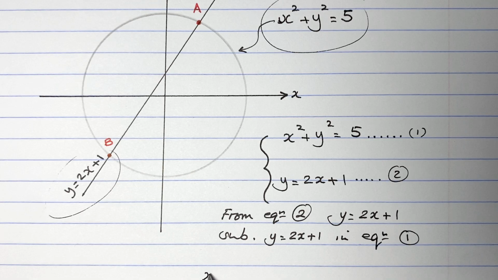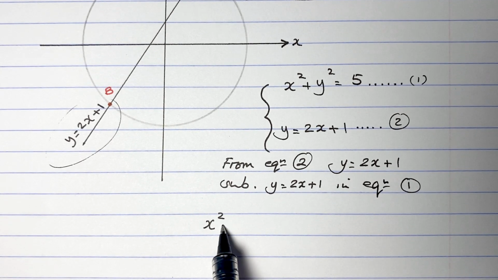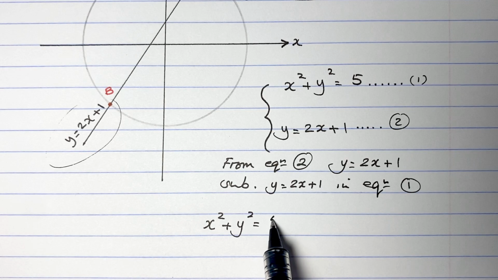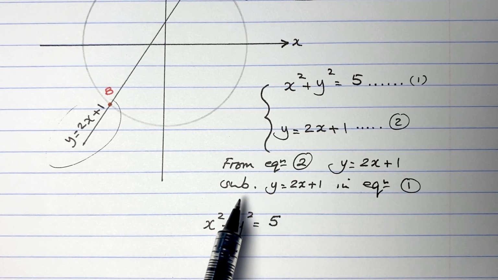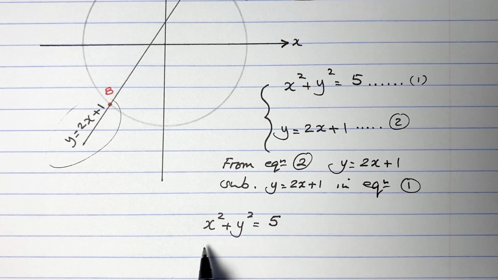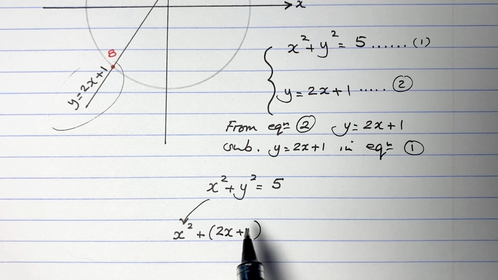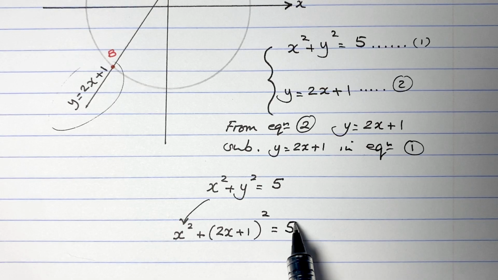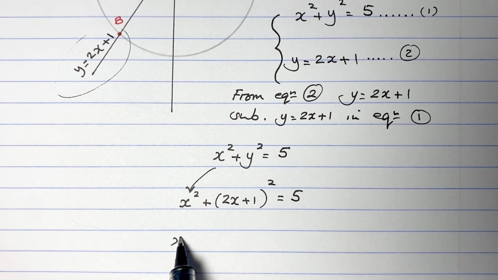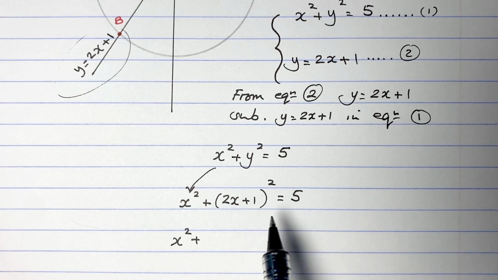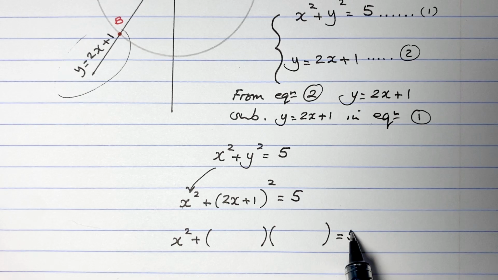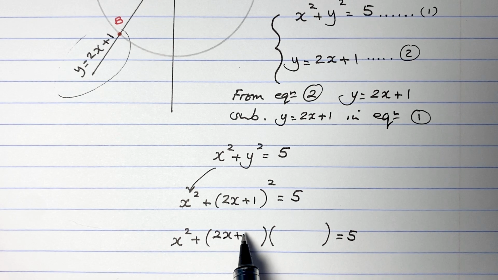So I write equation 1 down. And I do what I've said. Substitute y as 2x plus 1. The x squared doesn't need substituting. And y is (2x plus 1) to the power of 2 equals 5. I've got a bracket to the power of 2. That means you need to expand these brackets with 2x plus 1 in each.